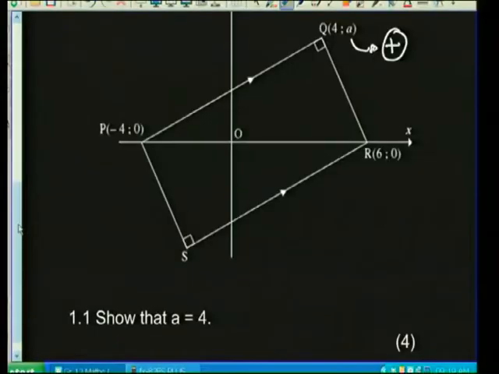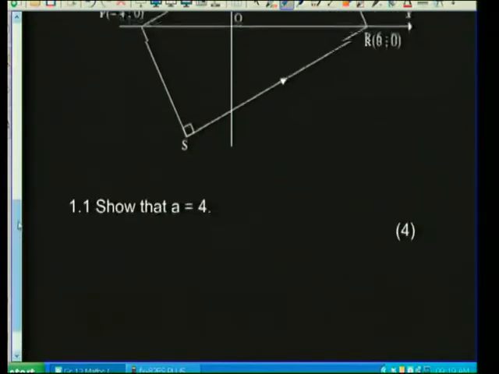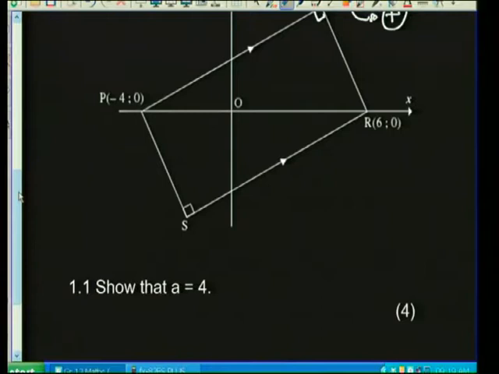Now, they tell me show that A is equal to 4. I look at my diagram, and the thing that really jumps out is that I've got this 90 degrees. And that 90 degrees tells me that I'm linking gradients. So I'm going to start off, and I'm going to find the gradient of PQ. Now, you will get this in the exam. You'll find that sometimes the very first question is relatively straightforward. So I'm going to find the gradient of PQ.